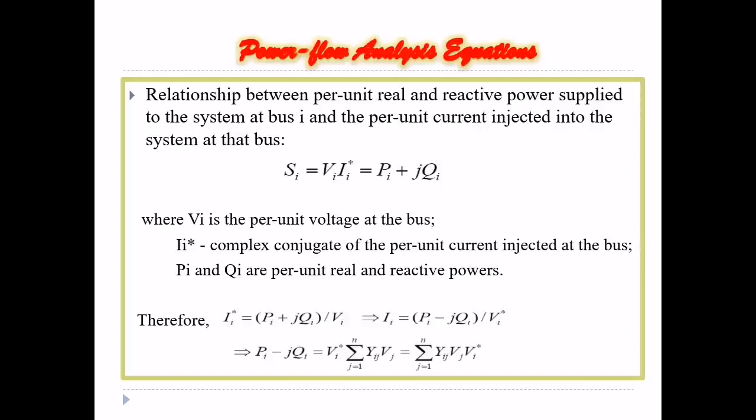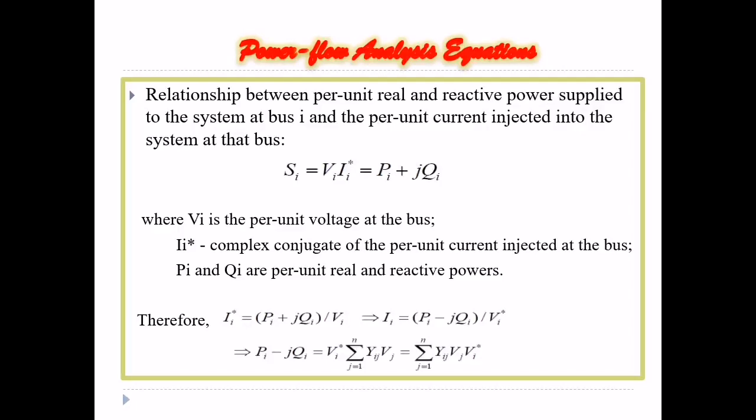Vi is the per unit voltage at bus i, and Ii conjugate is the complex conjugate of the per unit current injected into the ith bus. Pi and Qi are the per unit real and reactive powers. Therefore, from the same equation, Ii conjugate is Pi plus jQi divided by Vi conjugate. Taking the complex conjugate on both sides, Ii becomes Pi minus jQi divided by Vi conjugate.